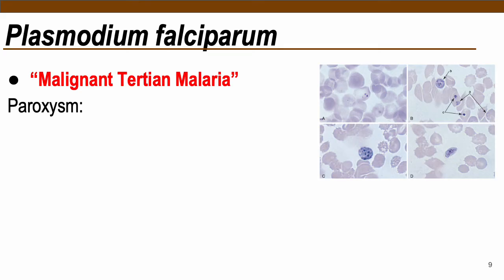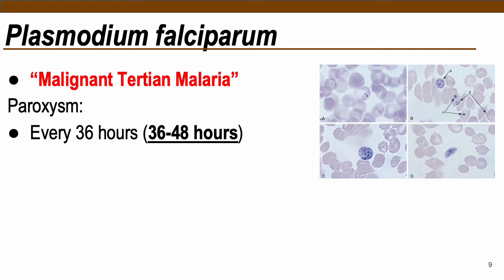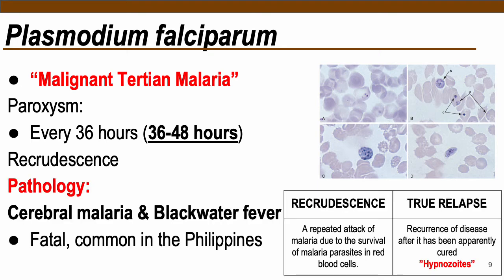For Plasmodium falciparum, the paroxysm is every 36 hours, or in some textbooks, 36 to 48 hours. When we say recrudescence, this is created by our Plasmodium falciparum, Plasmodium malariae, and also Plasmodium knowlesi. So all of these three undergo the process of recrudescence, where there is a repeated attack of malaria due to the survival of malarial parasites. This is more common in people with a low immune system. So the process is still ongoing as long as there are red blood cells, or as long as the patient is not being treated. This is what we call the recrudescence.